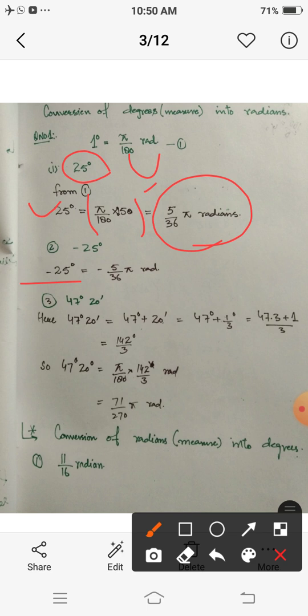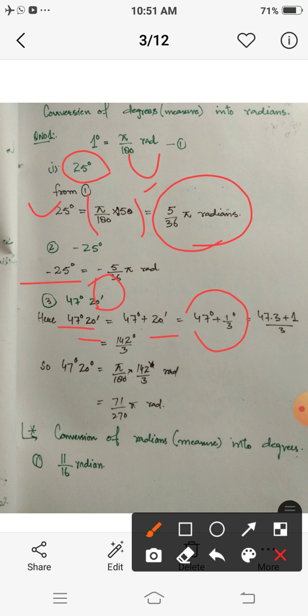Now similarly, if we have to convert 47 degrees 20 minutes into radians, how to convert? You know that 1 degree equals pi upon 180 radians. Firstly, we will convert the 20 minutes into degrees. 47 degrees 20 minutes can be written as 47 degrees plus 20 minutes. Now 20 minutes is one third of a degree, because 1 degree equals 60 minutes, and 20 minutes equals 1 upon 3 degree. Hence, by simple cross multiplication, 47 degrees 20 minutes equals 142 upon 3 degrees.